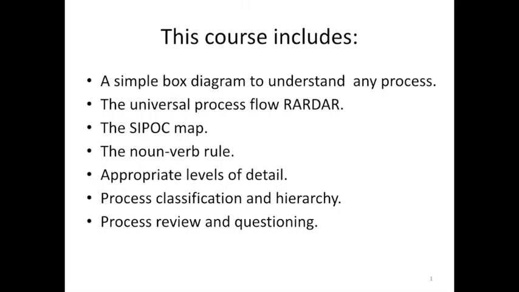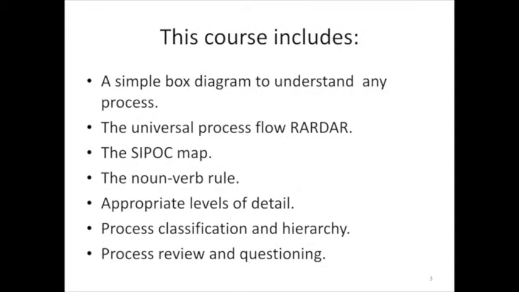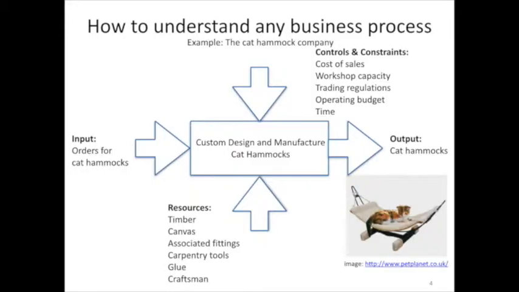The contents of this course are listed here. This is a simple way to understand any business process. Draw a box and give this the name of the operation you're looking at. For example, design and manufacture hammocks for cats. So cat hammocks is the output. These hammocks are built to order, so receiving the order starts the process.